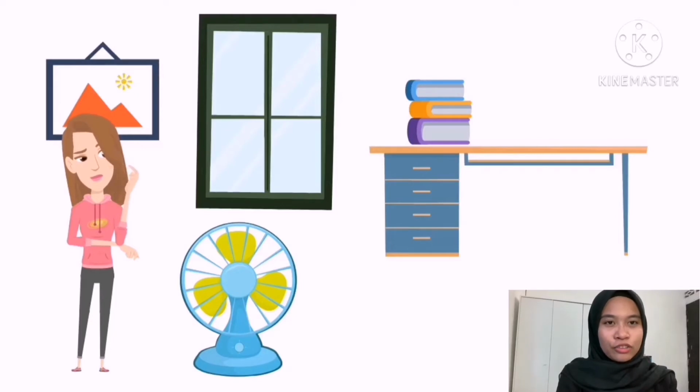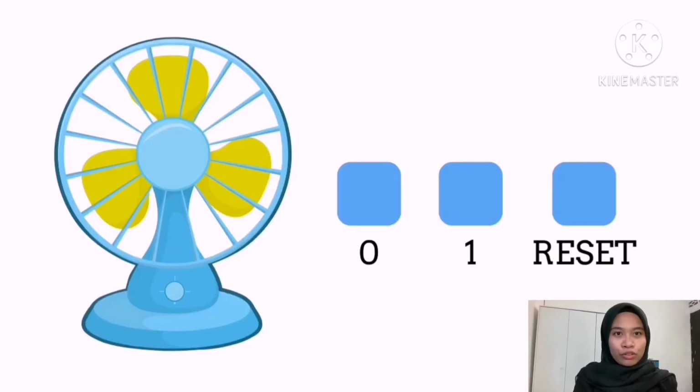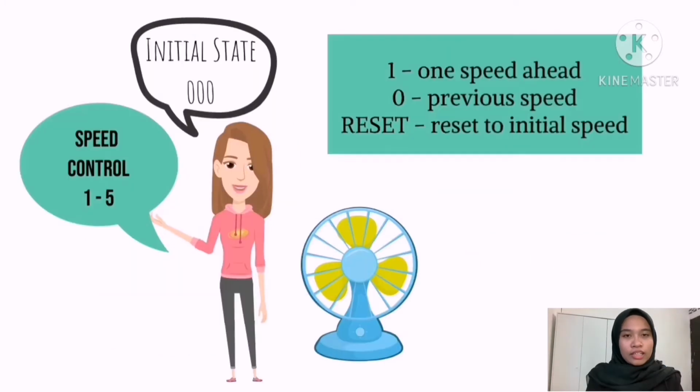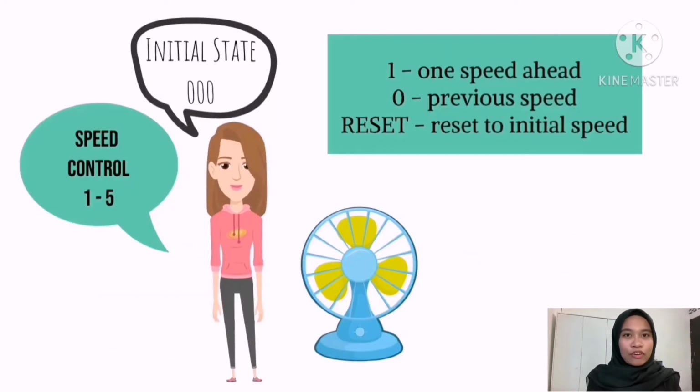Hani is trying to control the fan speed in her study room. There are 3 buttons available to control the fan speed, namely 0, 1 and reset. The button can be pressed only once at a time. Assume the initial speed is starting from 0, 0, 0. The speed can be controlled from 1 to a maximum speed of 5.